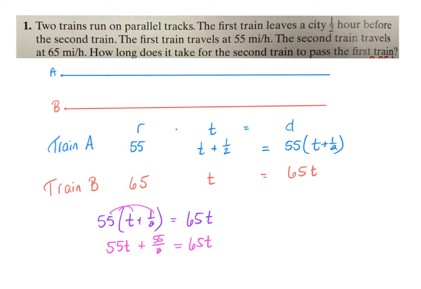All right. What do I do to solve this guy? I need to get what? My variables need to be on the same side of the equation, right? Same side of the equation. So if I subtract here, that will put 55 over 2 equals 10t, right? 10t. All right. How do I solve? Multiply both sides by what? Yeah, so divide by 10.